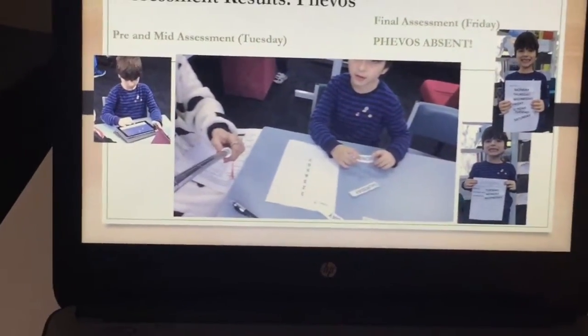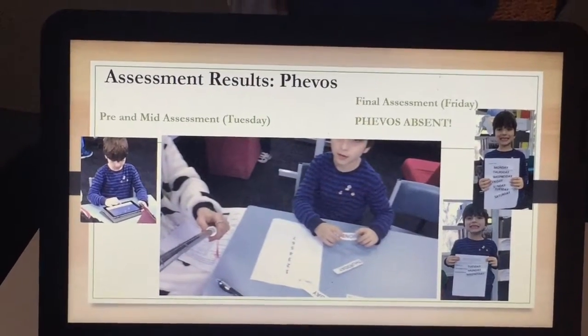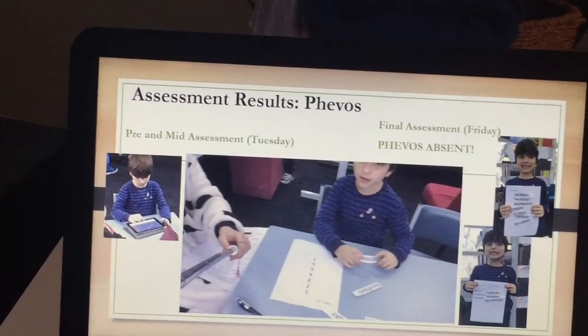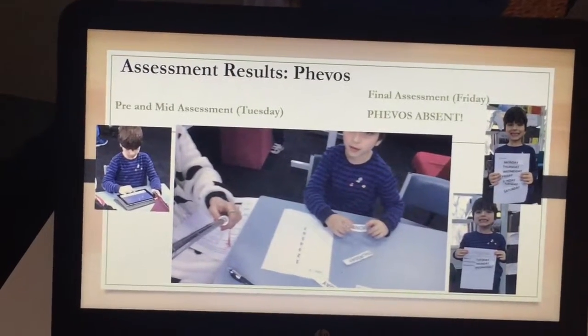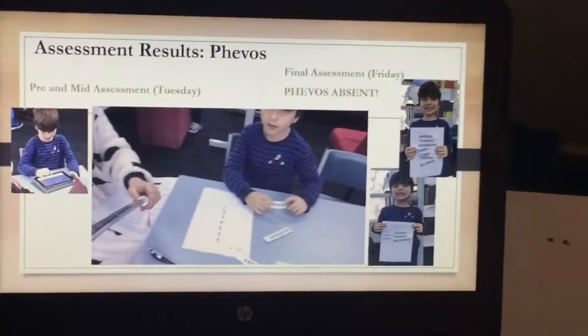Fervos, in the pre and mid assessment, did quite well. He showed some good signs in the ordering of the days of the week, and he was successful in identifying what day it was today, tomorrow and yesterday. Unfortunately, for the final assessment, he was absent, so he could not complete it.